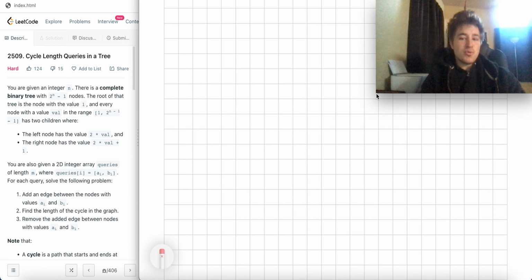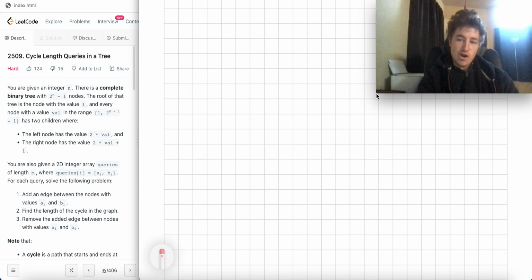Hey, so today we're gonna do problem 2509, cycle length queries in a tree. This is a problem from the most recent competition batch.